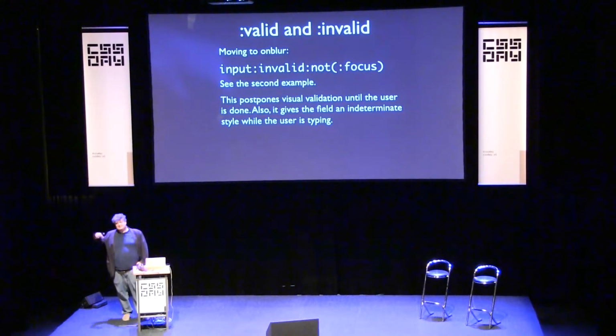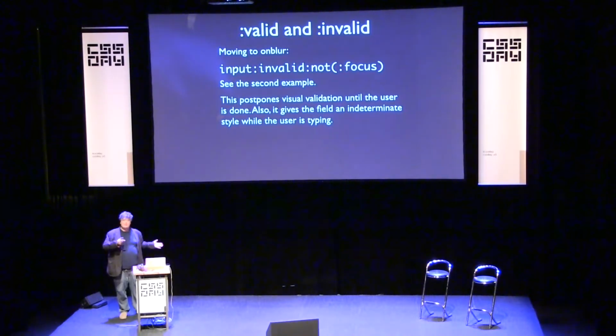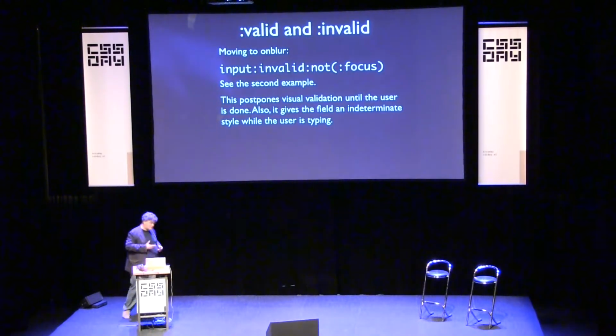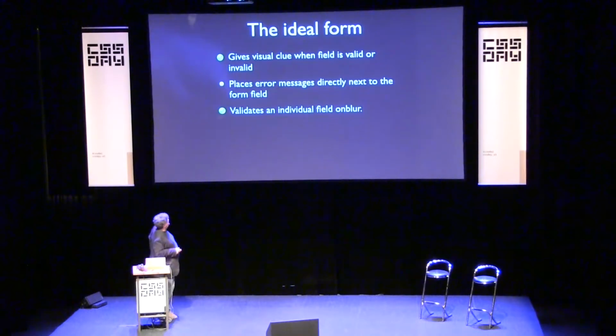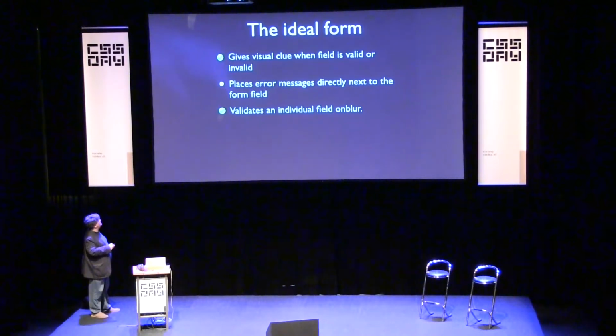What we're basically doing here is that while the user is typing, we give the form field an indeterminate state. We cannot yet say whether it's valid or invalid. And as far as I'm concerned, that's a good thing. Of course, what it does not do is give the form field an indeterminate state when the page loads. When the page loads, it still says, hey, I'm valid, or hey, I'm invalid, which is a pity. And as far as I know, we cannot actually solve this problem with CSS alone. So, still, we have created 2 of the 3 properties of the ideal form. We give a visual clue when a field is valid or invalid, and we validate an individual field onblur.